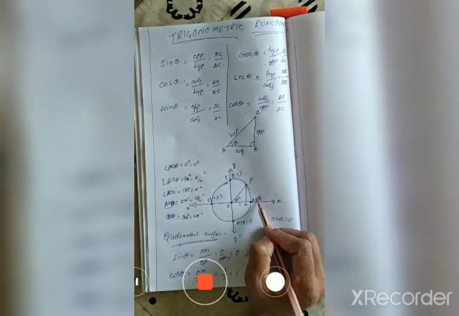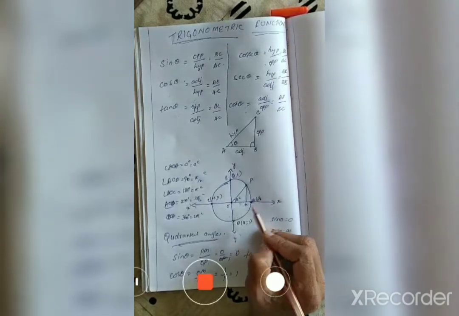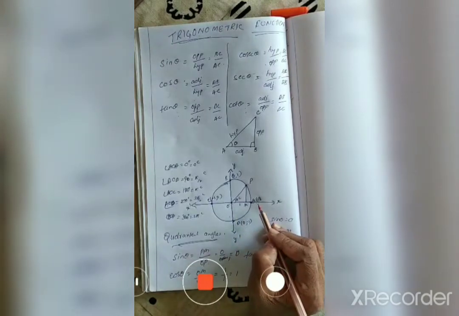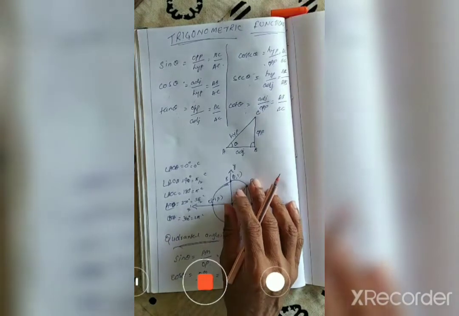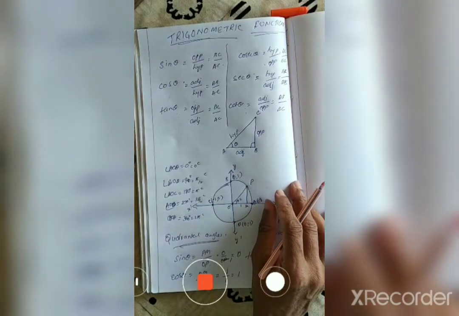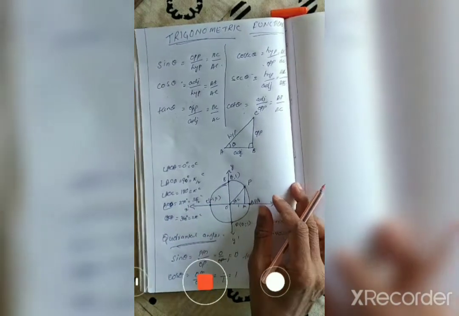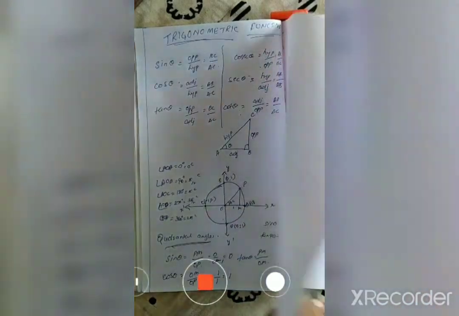So the y coordinate of the point gives you the sine of the angle, whatever is defined there, and the x coordinate gives you the cos of the angles, and sine by cos gives you tan.